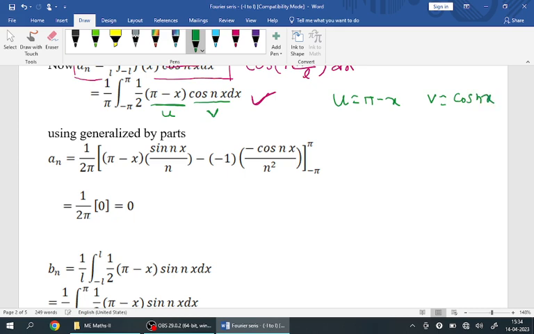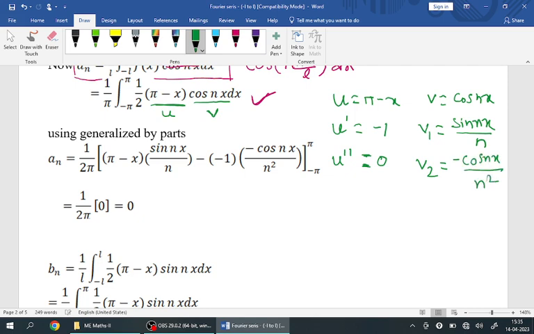So write u dash. U dash, derivative of pi minus x, is minus 1. Write u double dash. U double dash is 0, right? The derivatives till you get a 0. So we got 0. Now calculate an equal number of integrations. Say v1, integration of cos is, remember integration of cos is plus, so sin nx upon n. v2, now v2 is integration of v1, so integration of sin nx upon n becomes minus cos nx upon n square. That's one.